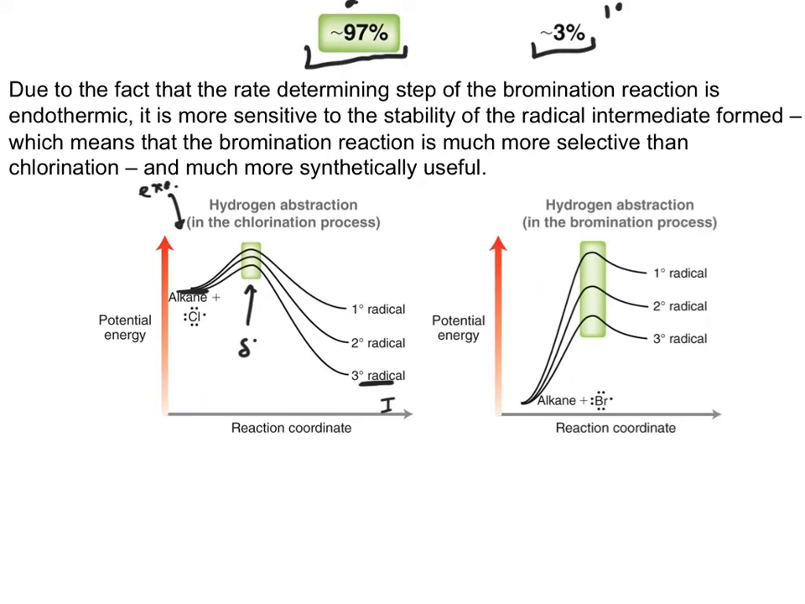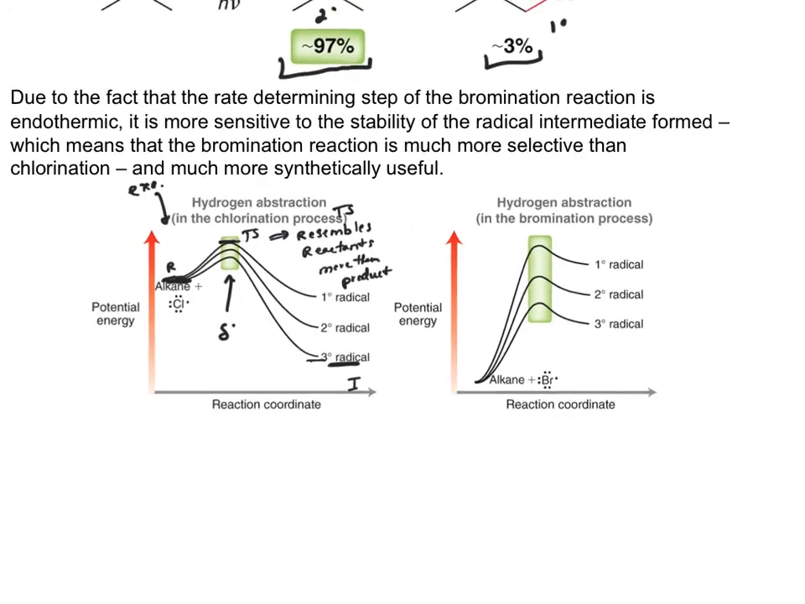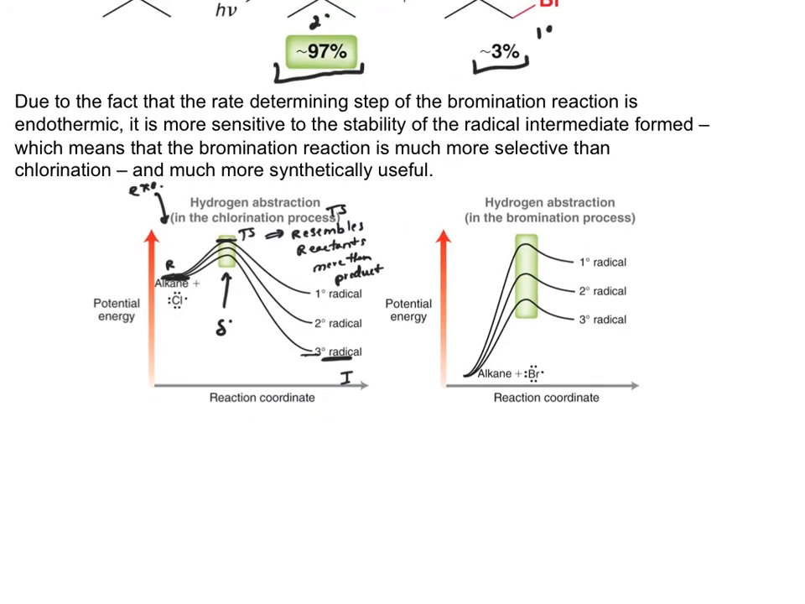So because this is an exothermic reaction, the structure of the transition state, if you remember, resembles the reactants more than the products. Because again, the energy of the transition state is much closer to the reactants compared to the products. And the product in this overall first step is that radical intermediate, okay?